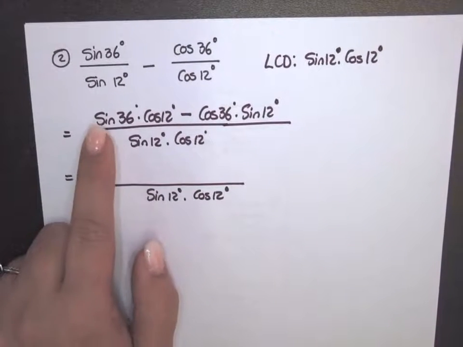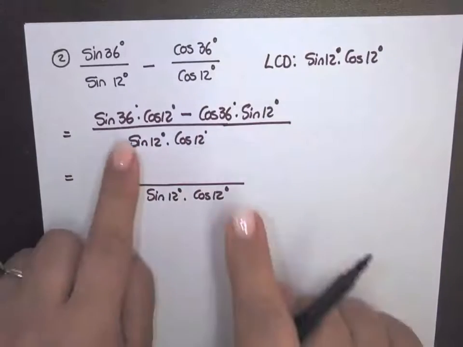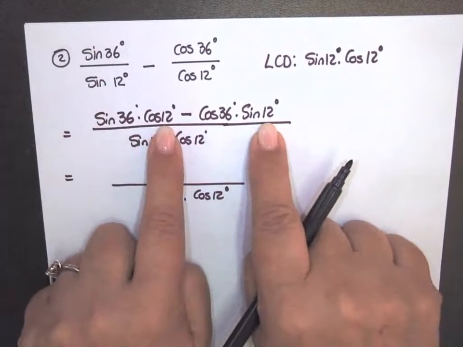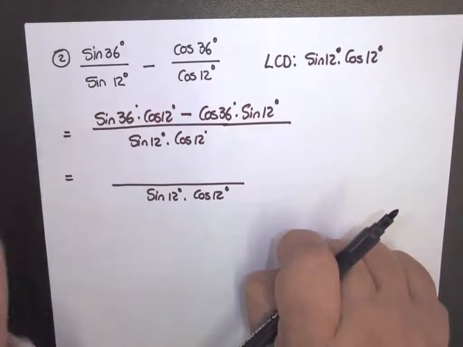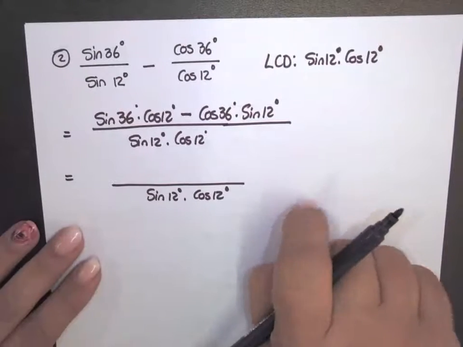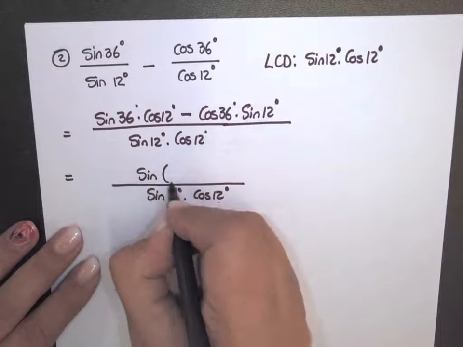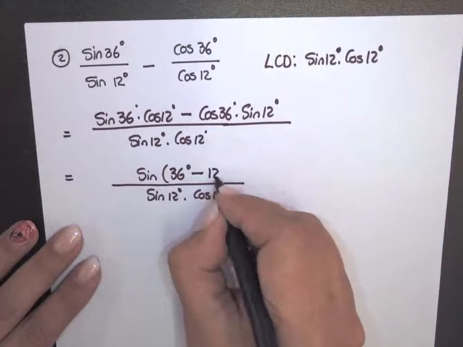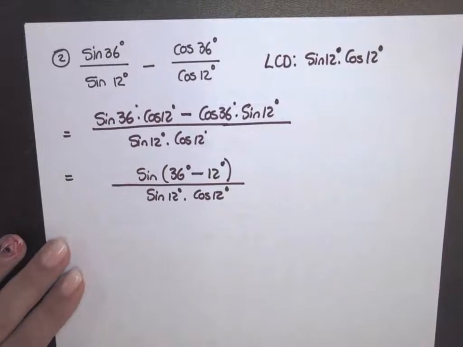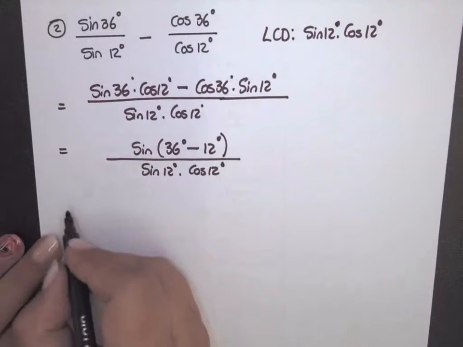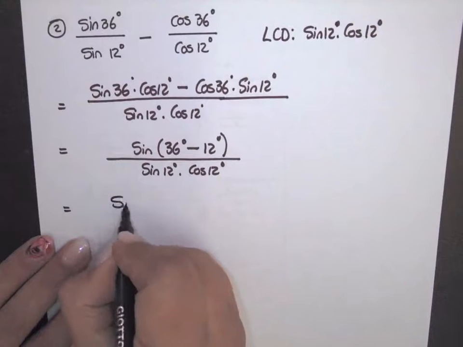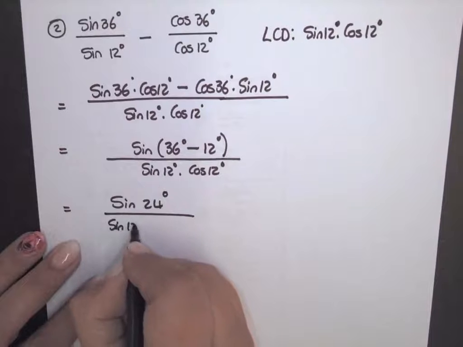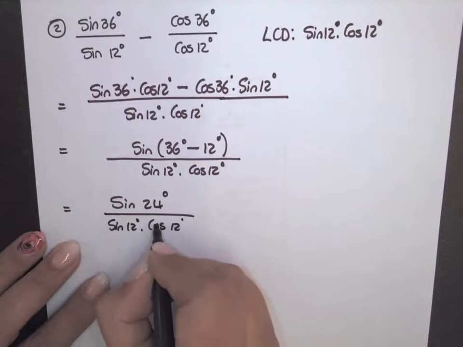Now I have a pattern. Sine cos, cos sine. The degrees are the same in the first part, the degrees are the same in the second part. So which pattern does this refer to? Sine of 36 minus 12. And now I get sine 24 degrees over sine 12 degrees cos 12 degrees.